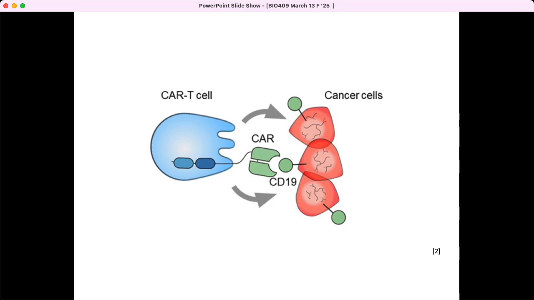Okay, just a quick reminder. The CAR, it's a receptor. It's going to bind to a cell surface protein on the cancer cells, and that's what's going to initiate this thing. So, binding, yay. Okay.